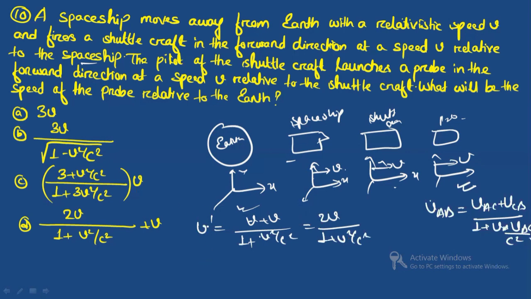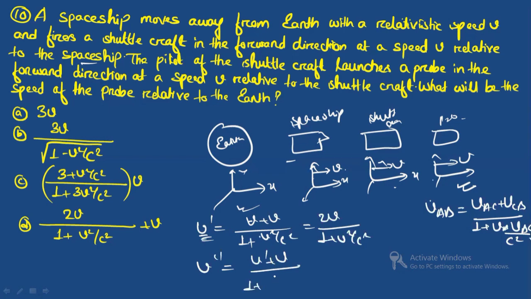Okay, this is done. Now you will have to calculate the probe with respect to the Earth, right? Here what you are getting is with respect to the spaceship with respect to the Earth, this one. But you have to calculate the probe with respect to the Earth. So that will be written as, same thing, V prime plus V.